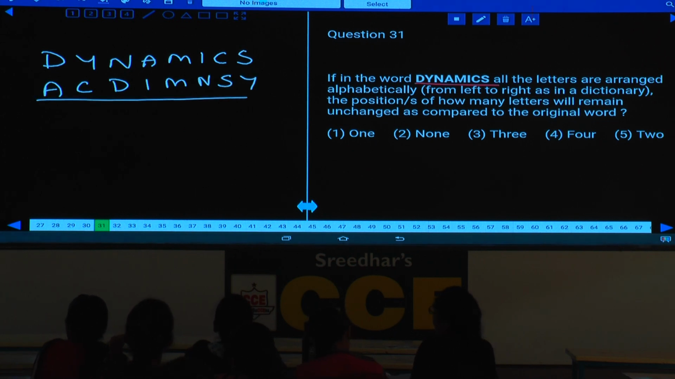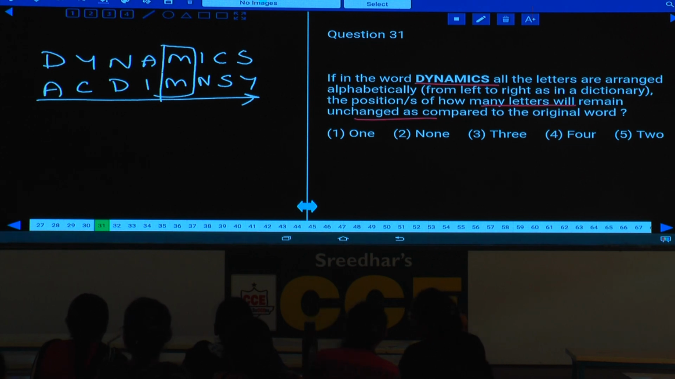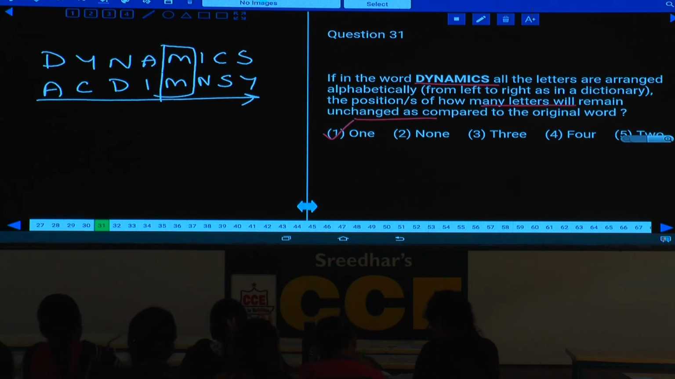Now if all the letters in the word dynamics are arranged in the alphabetical order, then how many letters will remain unchanged as compared to the original word? Tell me what is the letter which is common here? M is the only letter which remained at the same place and all the remaining letters changed their positions. Hence what is your answer here? Choice 1. Question number 31, choice 1 is the answer.